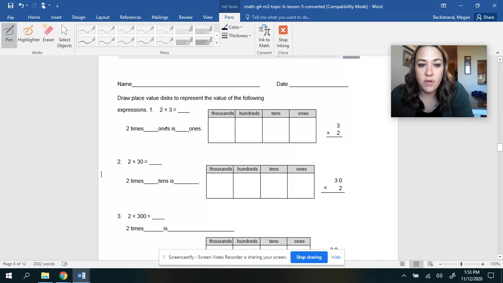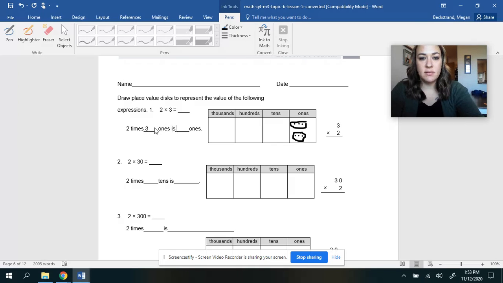So 2 times 3 ones. So we have 1, 2, 3. But we're taking that, multiplying it by 2. 1, 2, 3. So you can see we have our 2 groups of 3. And how many ones does that give us? We have 3, 4, 5, 6. So if we come back over here, we can say 2 times 3 ones is 6 ones. 2 times 3 is equal to 6.